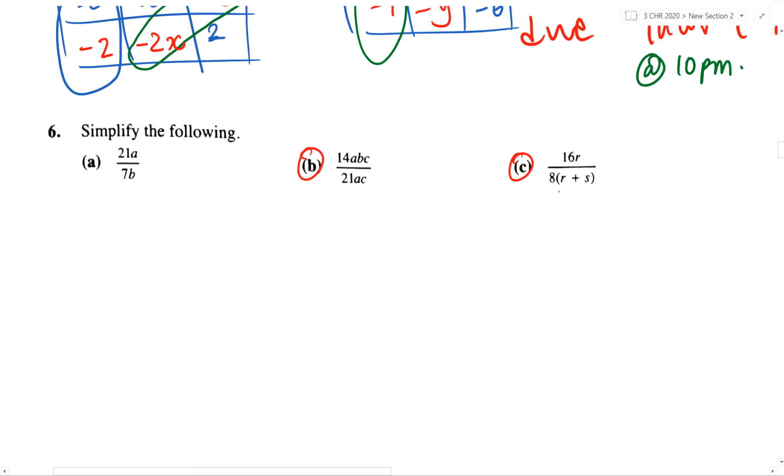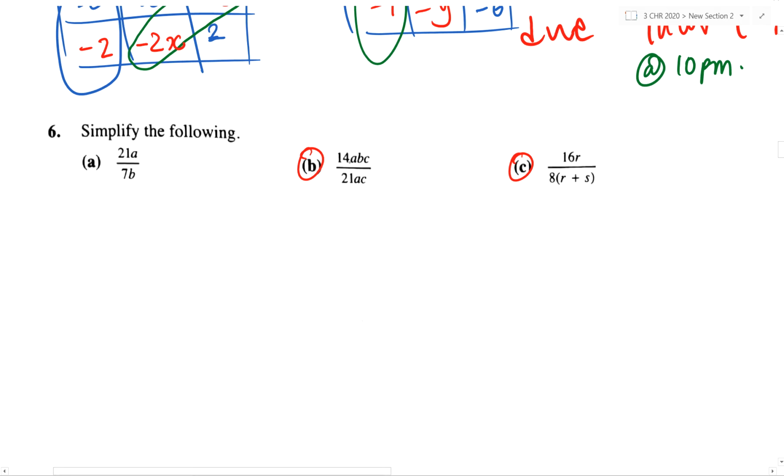So I'll be attempting the questions in red. Your job is to follow the lesson, copy down my workings, and then do the remaining questions for 6, 7, and 8. So I'll start with 6b.